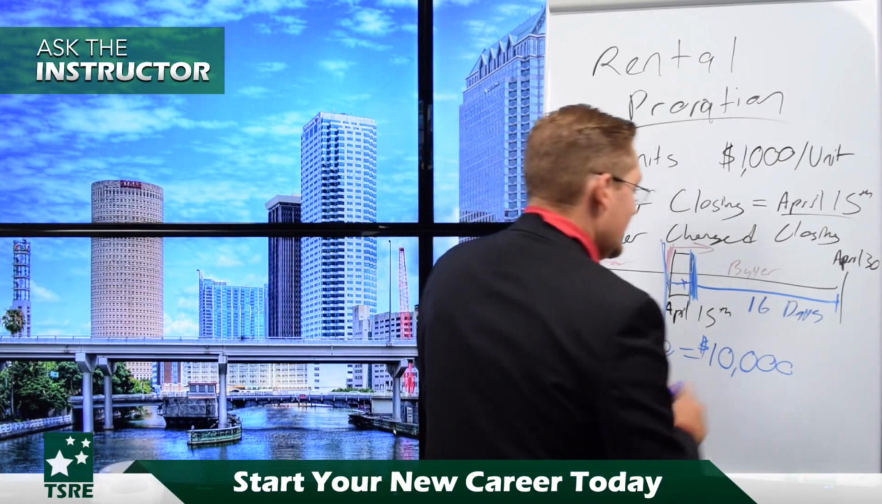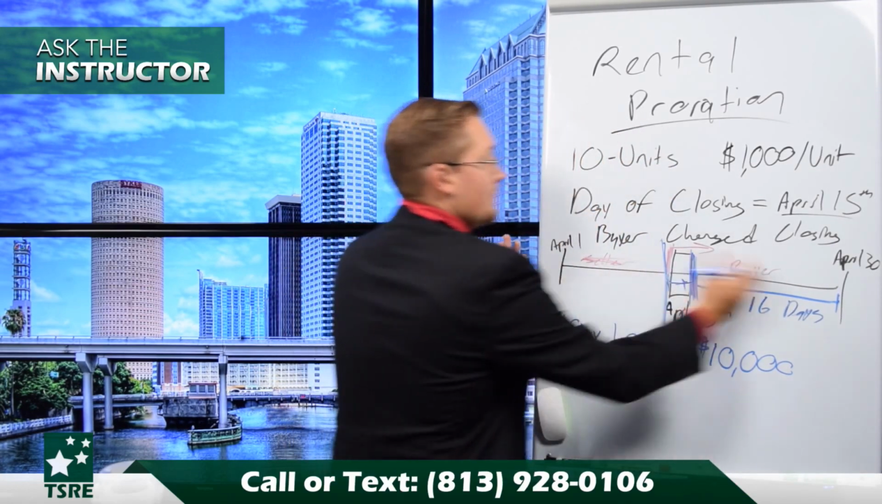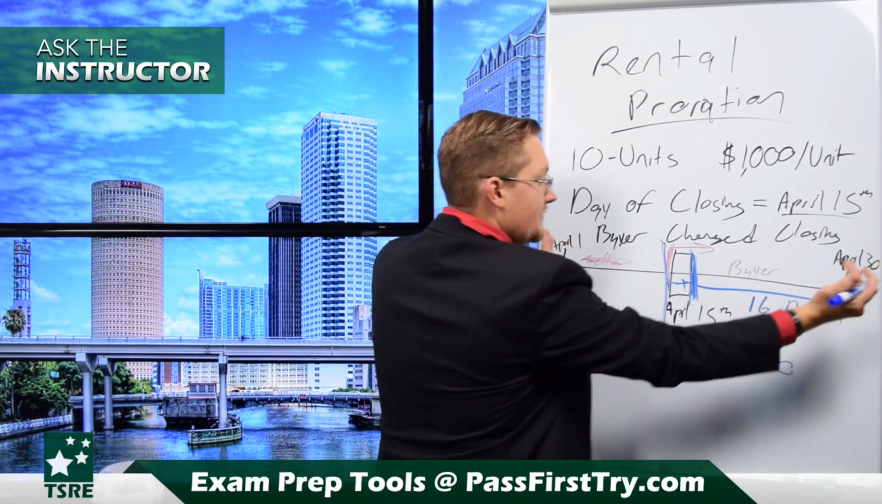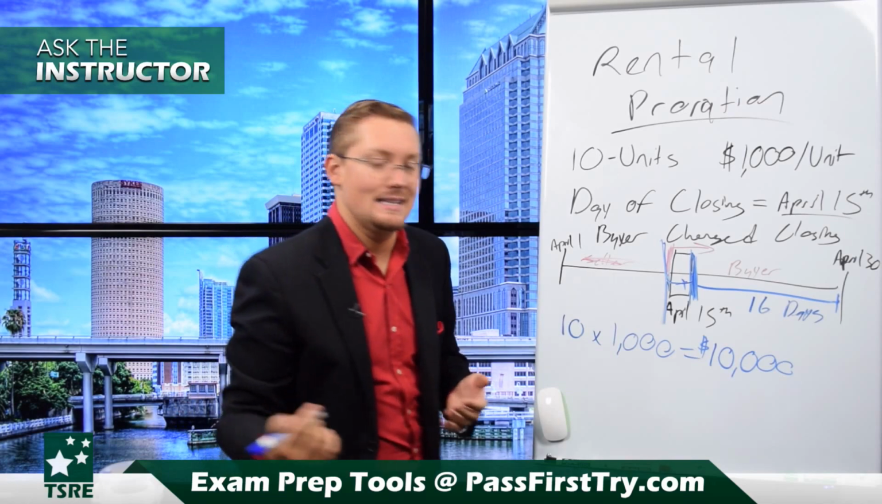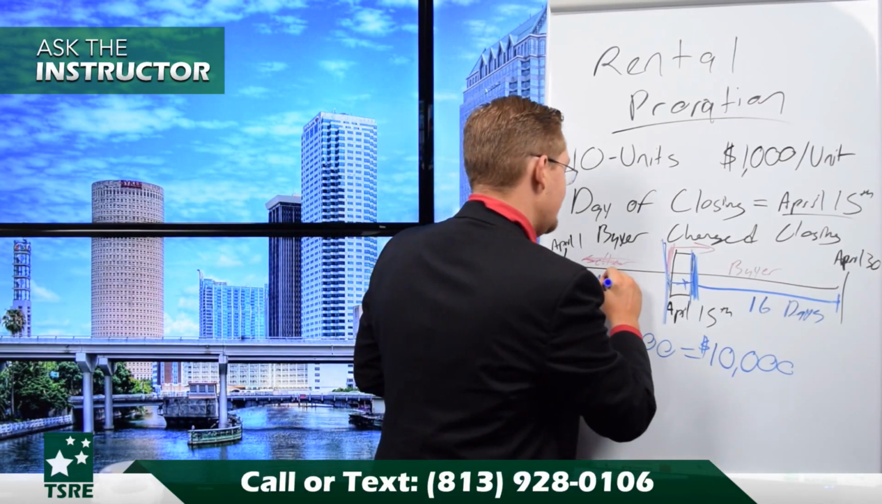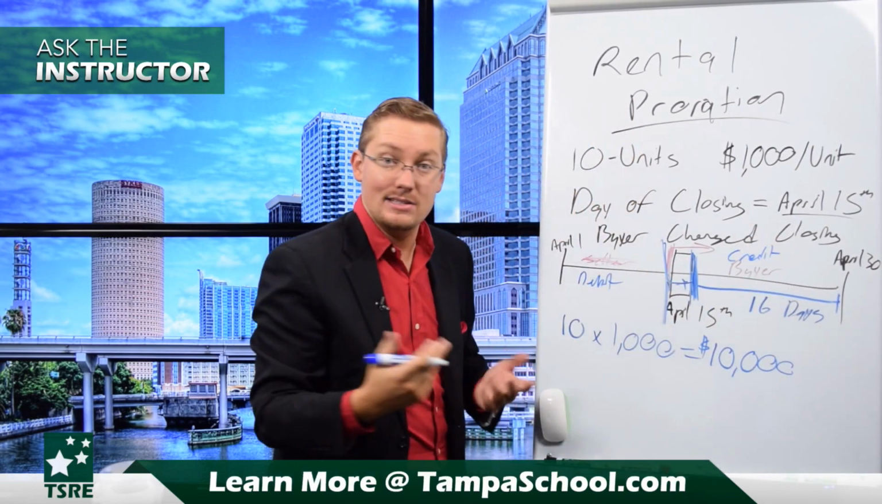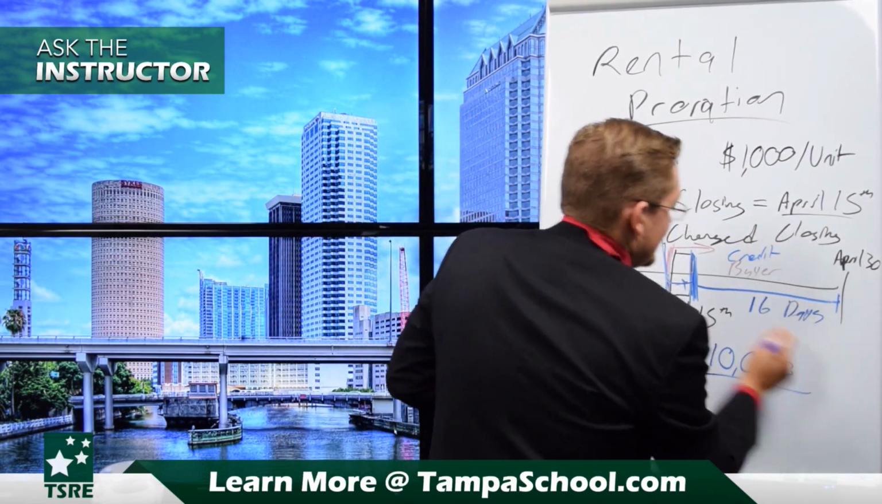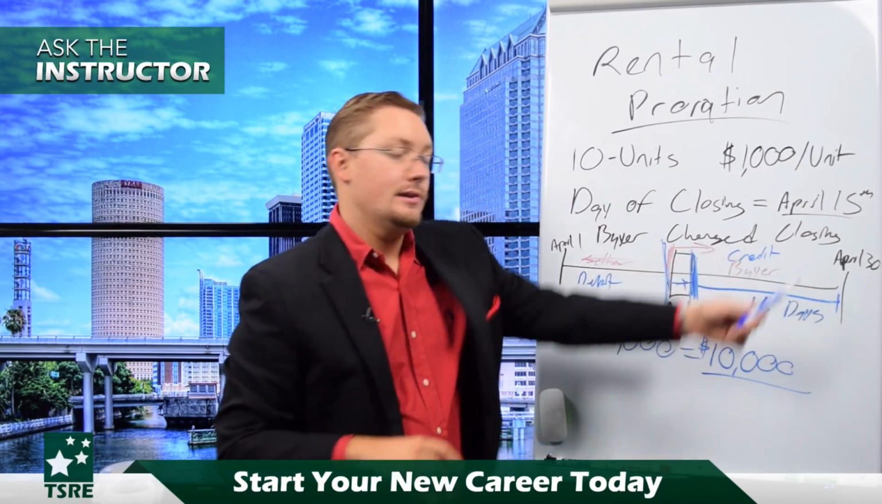In order to find the daily rate, you take this $10,000, that's the entire month, April 1st to April 30th, worth $10,000 of rent, which the seller already has. That's why, again, we're debiting the seller and crediting the buyer. The buyer gets paid, the seller has to pay. We're going to take this $10,000 that's representative of the entire month. Now, April, again, is another 30-day month.